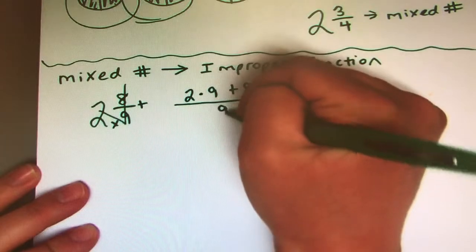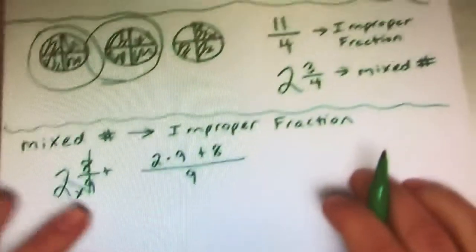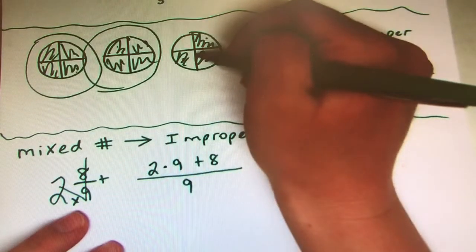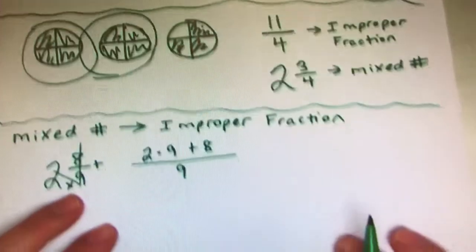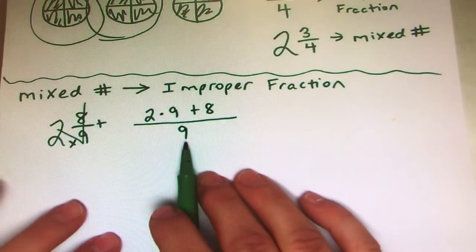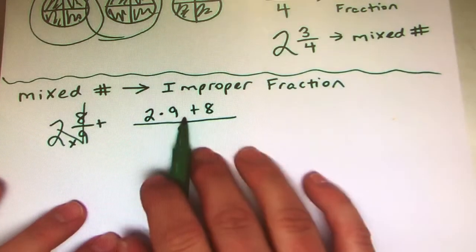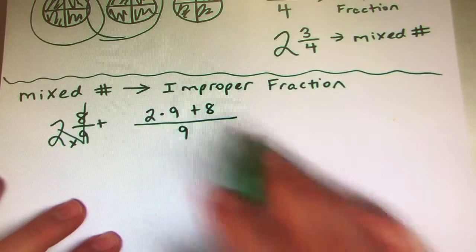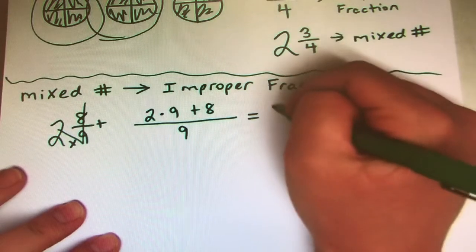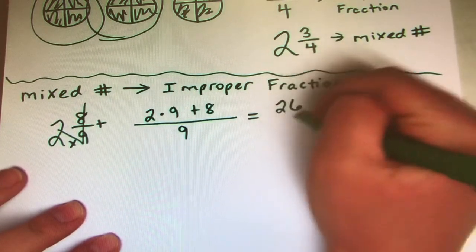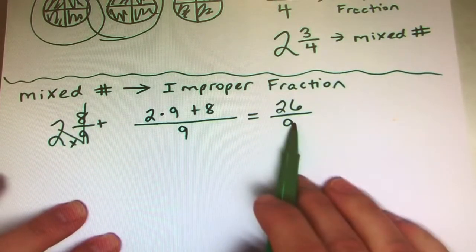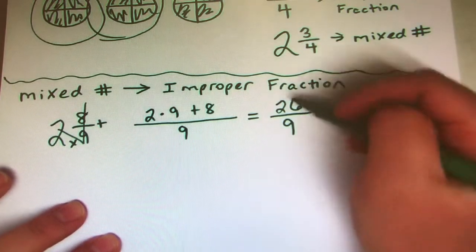that over the denominator. So one thing you notice, and look up here, both times our denominator was fourths, all of these pieces were still fourths. That didn't change. So that's one thing you should never miss on this, is that the denominator will always stay the same. Okay? 2 times 9 is 18. 18 plus 8 is what? 26. And like I said, you bring over the 9. So 2 and 8 ninths written as an improper fraction is 26 ninths.